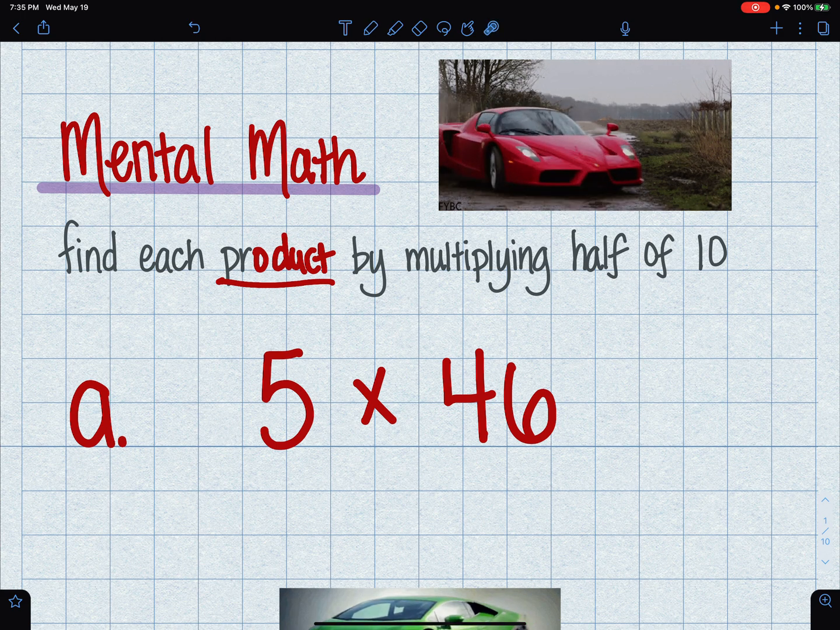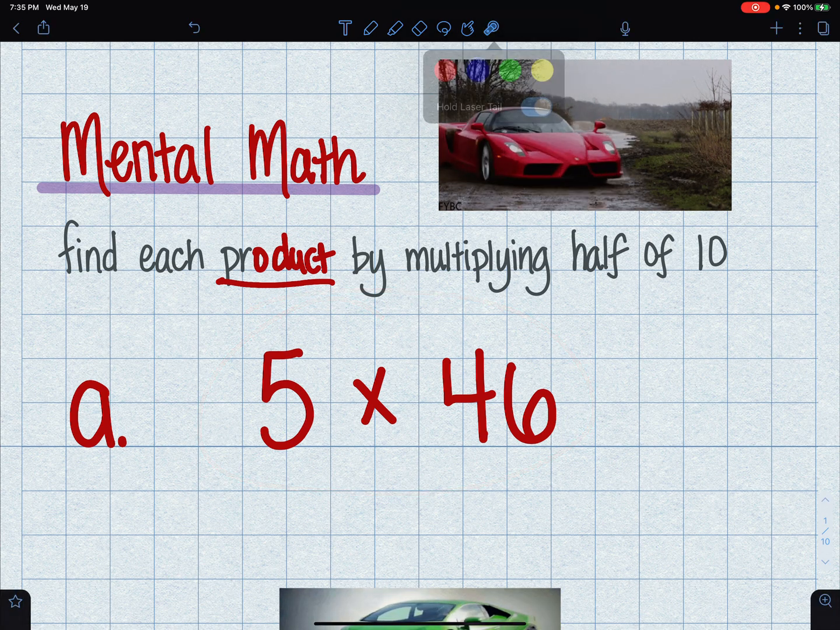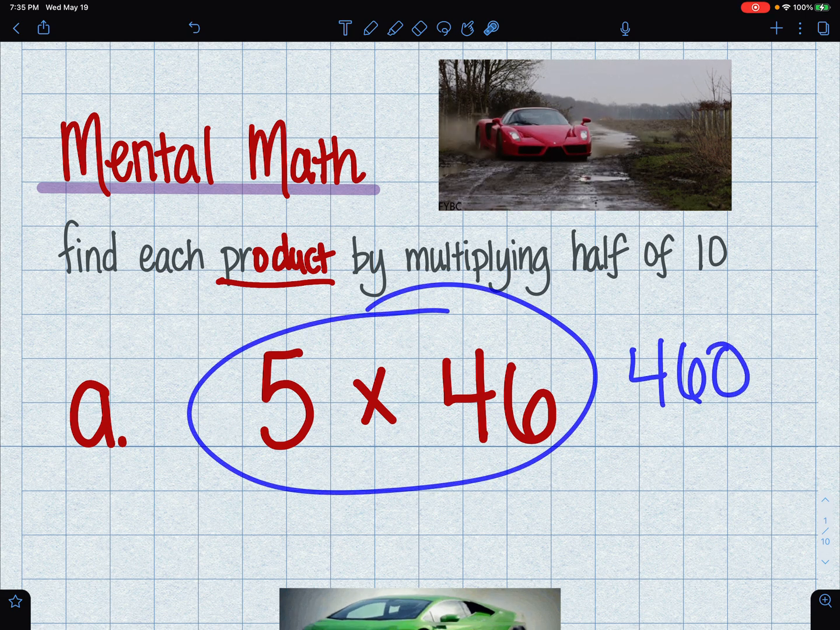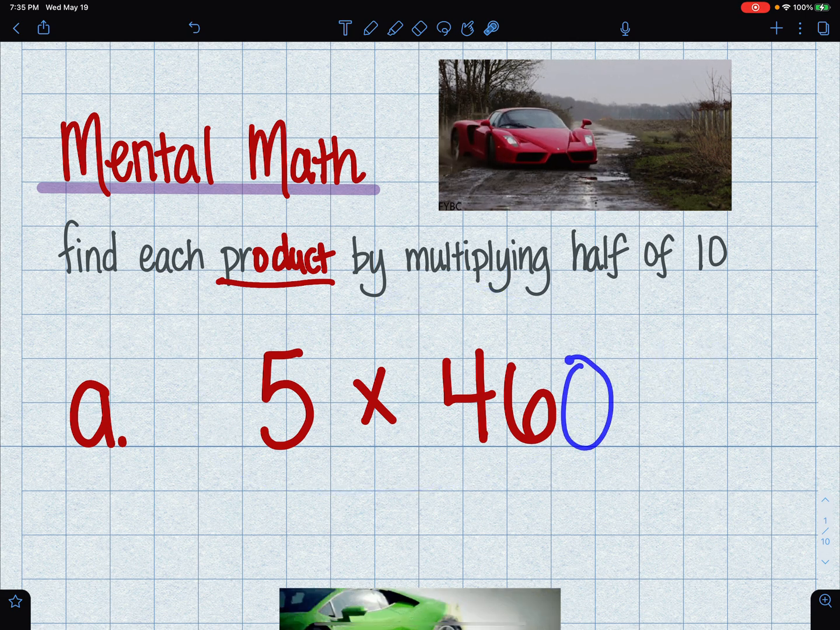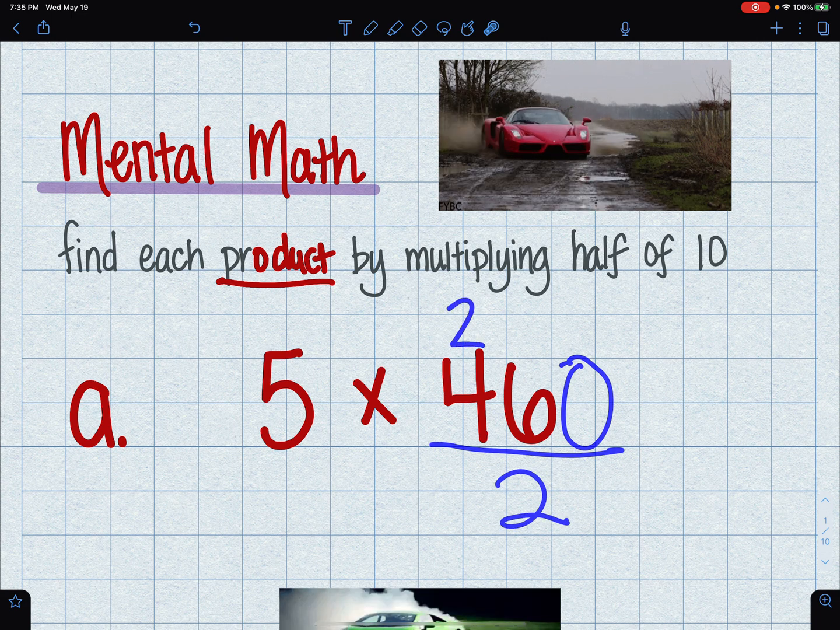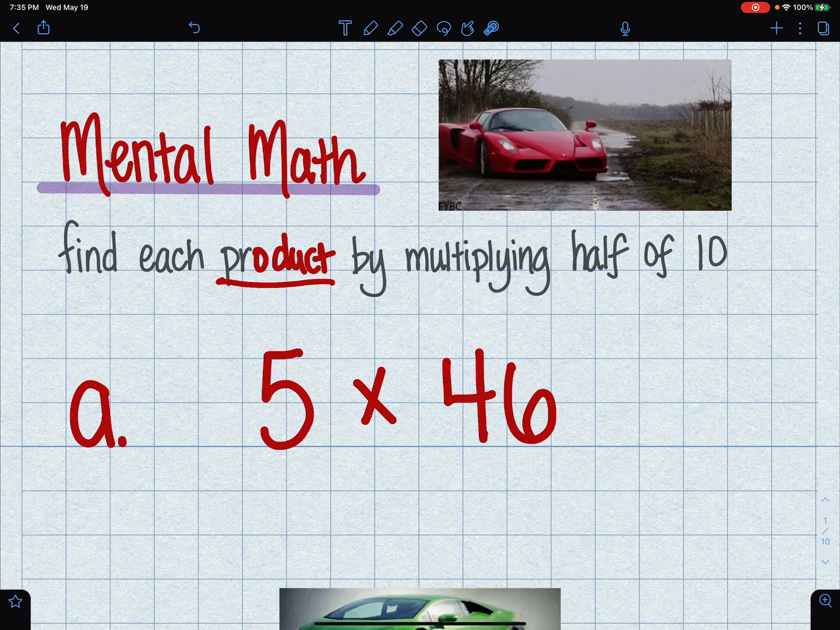So when you see something like this, you are going to think, I'm going to do 10 times 46, and 10 times 46 would be 460 because you put in 0 at the end of it, right? And then you do half of that. So just divide it by 2. And when I divide by 2, I just divide each number by 2. So that would be 230, right? That's the answer to the first one, 230. Okay, so let's do B.